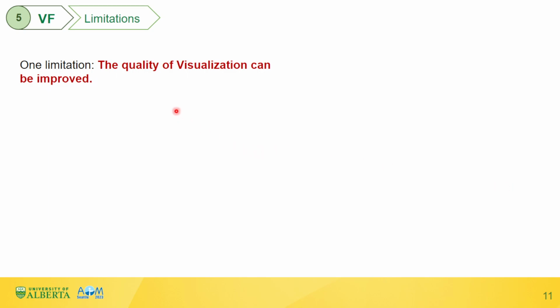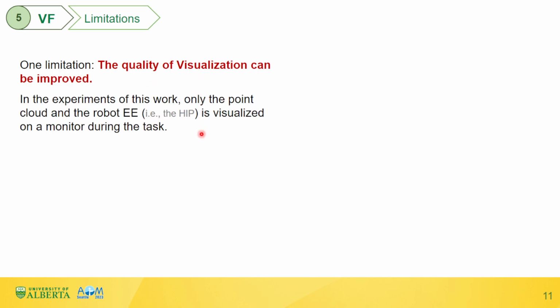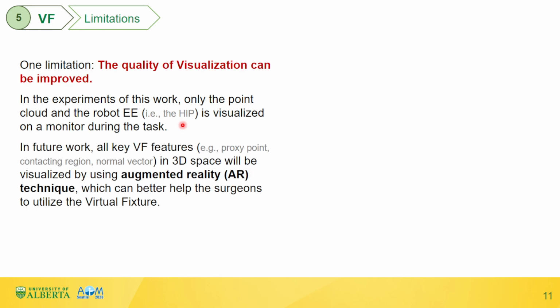There are some limitations in this work. One limitation is that the quality of visualization can be improved. In the experiments of this work, only the point cloud and the robot end effector, i.e., the HIP, is visualized on a monitor during the task. In future work, all key virtual fixture features, for example, proxy point, contacting region, and normal vector, in 3D space will be visualized by using augmented reality (AR) technique, which can better help the surgeons to utilize the virtual fixture.